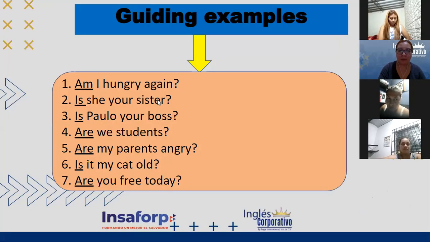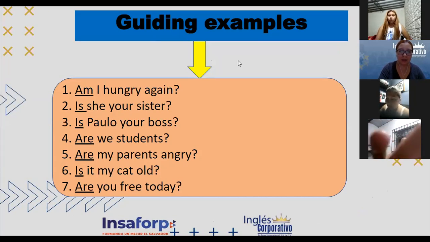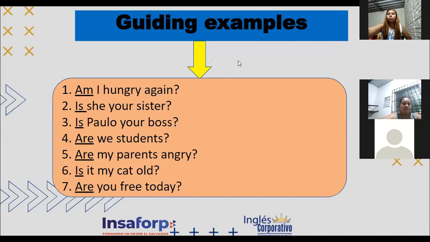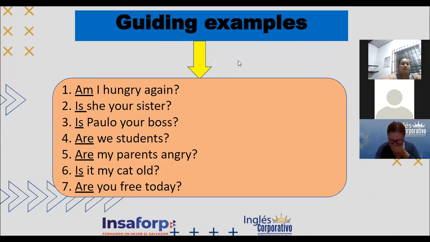So, we have 7 examples. We need 7 volunteers, please, to read. Let's see. Gesiel, number 1. Verónica, number 2, Yesenia number 3, María Guadalupe number 4, Jasmine Herrera number 5, Sofía number 6, and Claudia Veralia number 7.